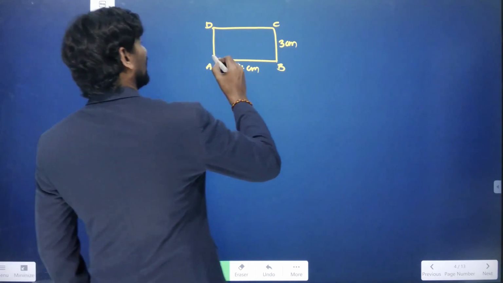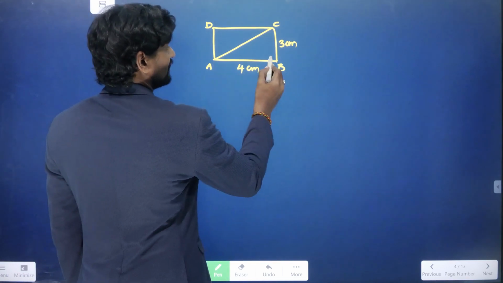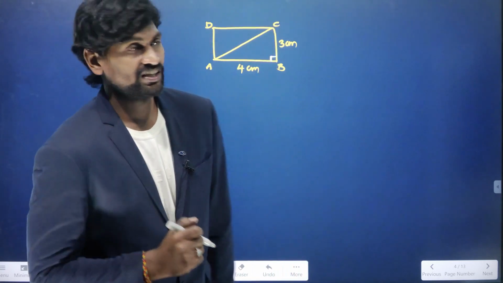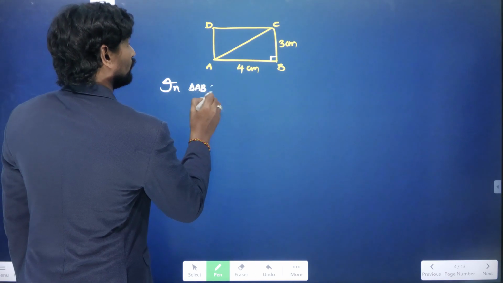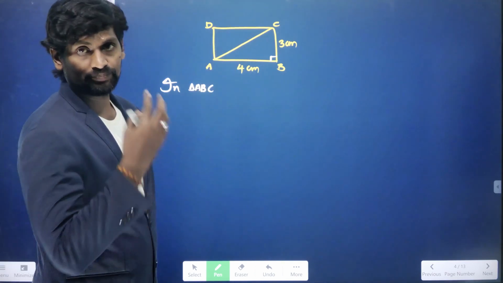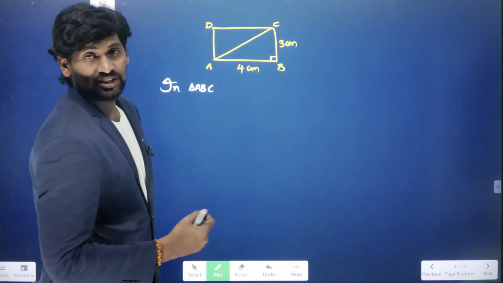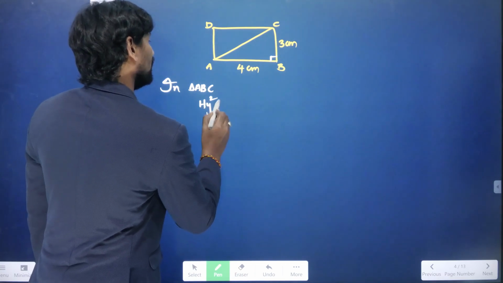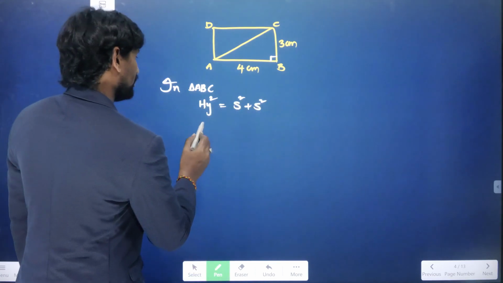So then the AC value. AC is nothing but the length of the diagonal. Now, while you are observing here, ABC is a right angle triangle, because in a rectangle each angle is 90 degrees. Now I am taking the triangle ABC to find the diagonal value AC. Since it is a right angle triangle, we can use the Pythagoras theorem. Hypotenuse square is equal to side square plus side square. Here the hypotenuse is AC.